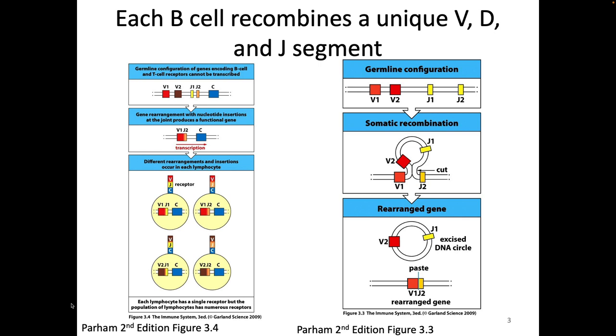That actually happens by cutting and pasting the DNA in that individual B cell, so that the DNA looks different in that individual B cell compared to what it looked like in the rest of the cells. And so now each of those B cells will have its own unique receptor that can bind to its own unique antigen.